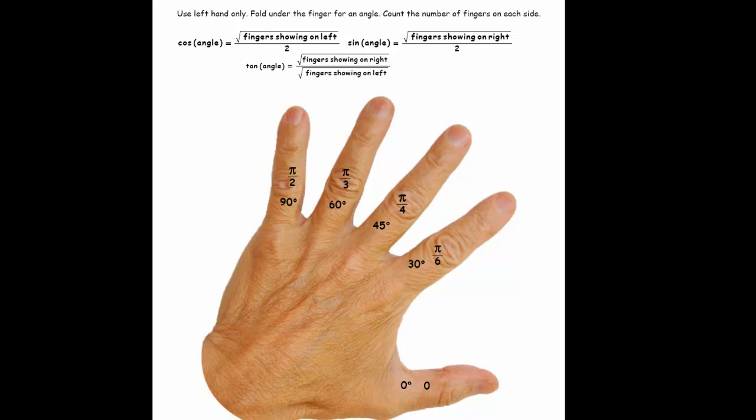All you have to remember is the cosine is the x-coordinate and 1/2 square root of left fingers. The sine is the y-coordinate and is 1/2 square root of the right fingers. The tangent is the square root of right over the square root of the left. And the thumb is 0, index 30, middle 45, ring 60, and the pinky 90.